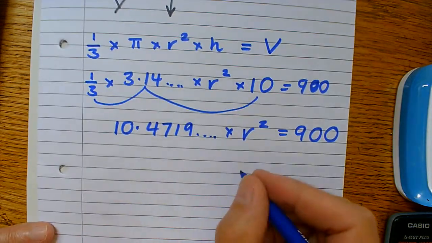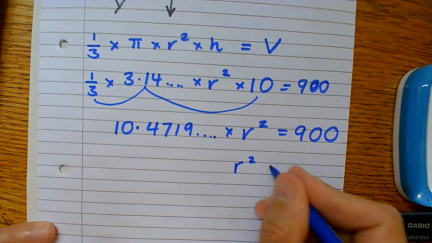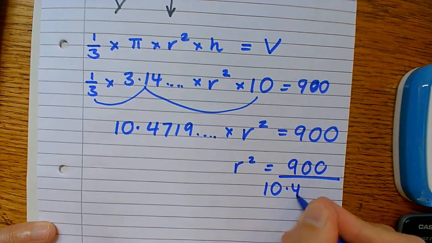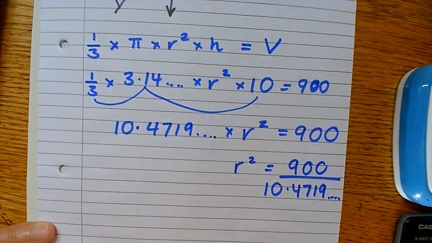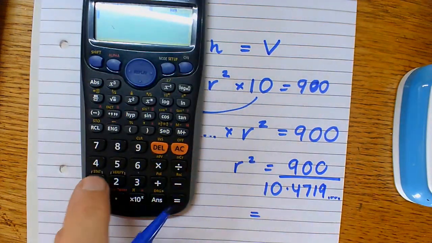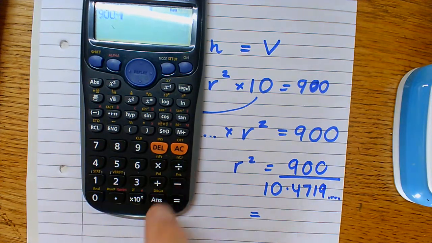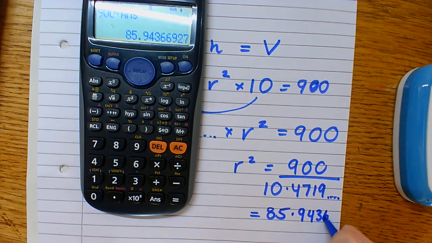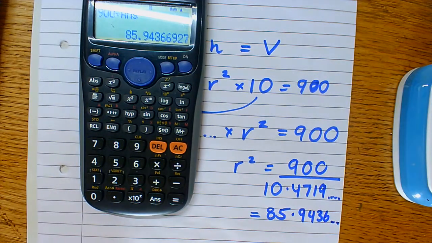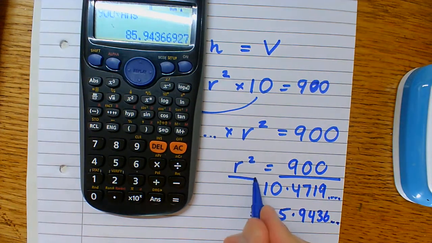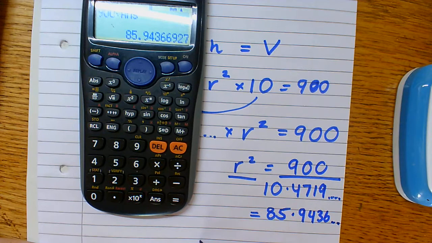So we need to know what r squared is exactly. So r squared is 900 divided by that number that's waiting for us in the calculator, 10.4719 and so on, not written it all down. So here we go. 900 divided by the answer to our previous calculation gives us that number, 85.9436 and so on. Right, again, I'm not writing the whole of that number down because it'll stay in the calculator. But that number, notice, is r squared, it's not r. So we need to do a square root here.